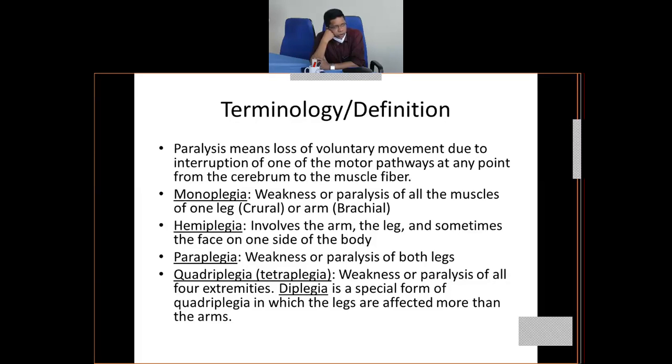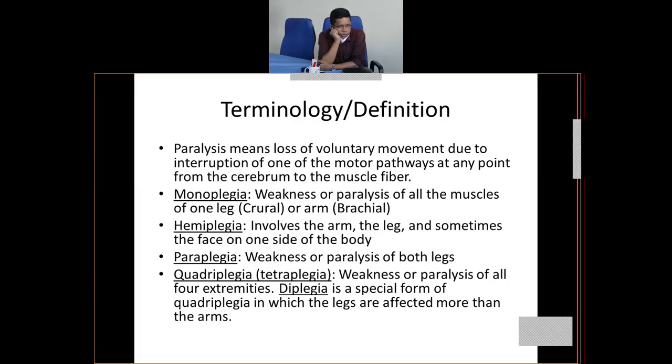Anywhere there is interruption to the fibers supplying the muscles, that may result in paralysis or paraparesis. If there is weakness of only one leg or one arm, that is called monoplegia or monoparesis. If only the arm is involved, we label it as brachial monoparesis or brachial monoplegia. If only one leg is involved, that is known as crural monoplegia or crural monoparesis. If there is involvement of both arm, leg, and sometimes the face of one side of the body, that is known as hemiplegia. That's what we get in case of stroke.